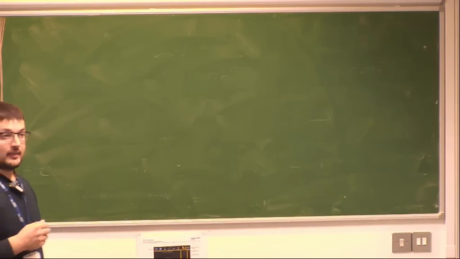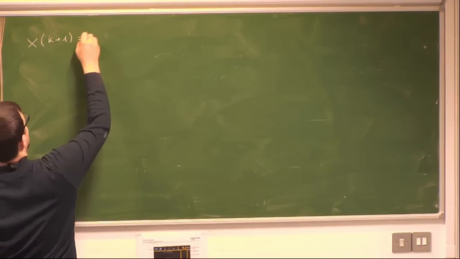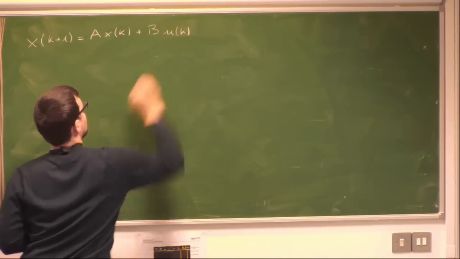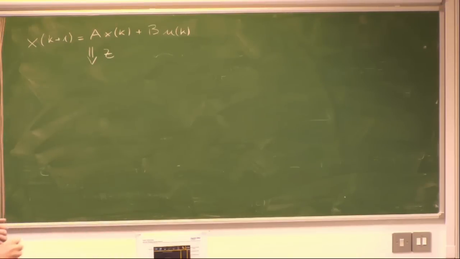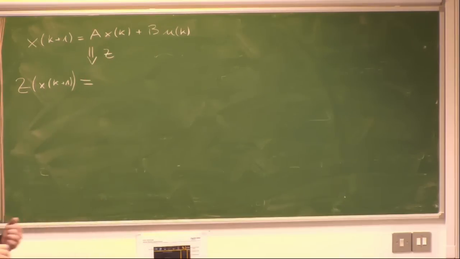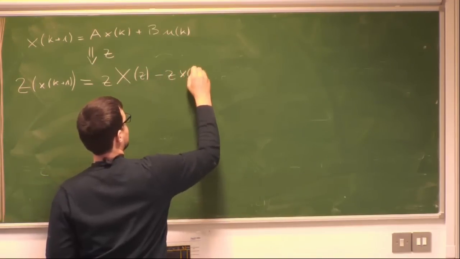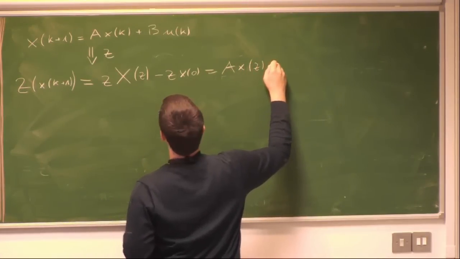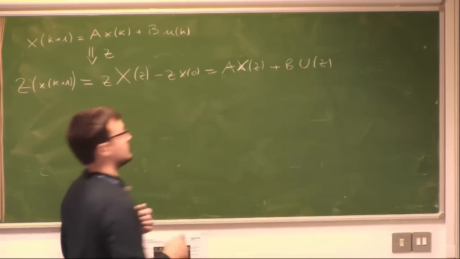So now I want to point out one thing on the board. If we look at the solution of a difference equation, we actually have x of k plus 1 equal to a x of k plus b u of k. Okay? So now we can compute the z transform of this equation. The z transform of x of k plus 1 is z capital X of z minus z x of 0. And this is equal to a capital X of z plus b capital U of z, where U of z is the z transform of u.